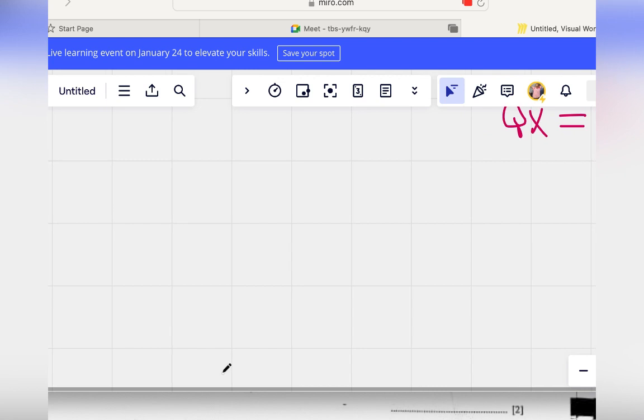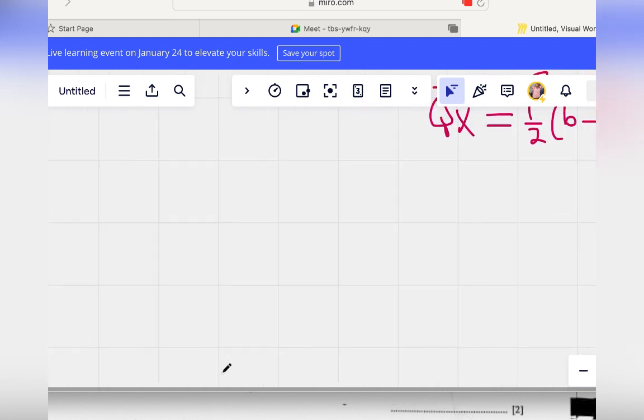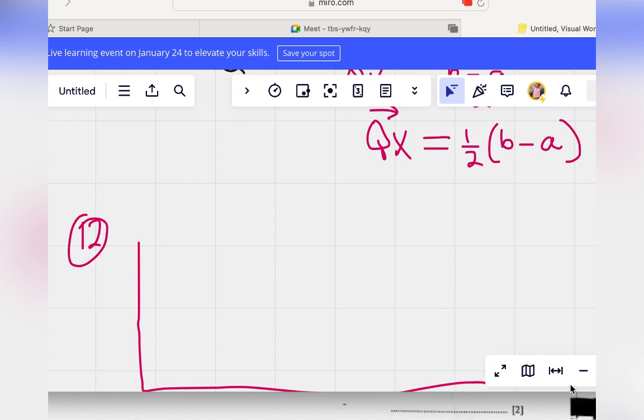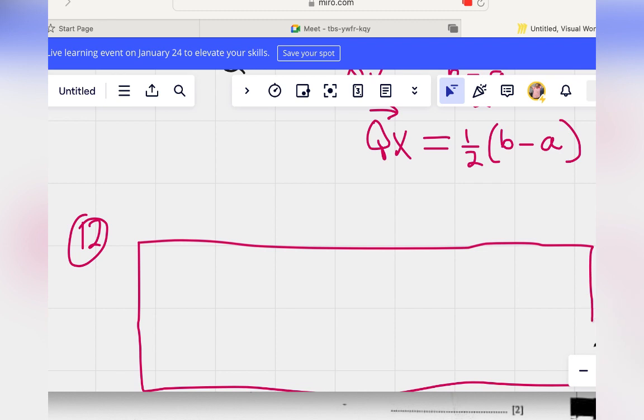So for question number 12, we draw a table. We have a pattern.